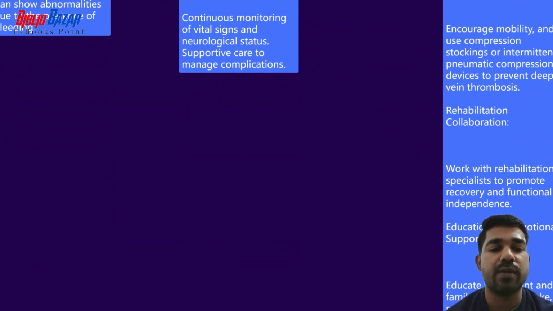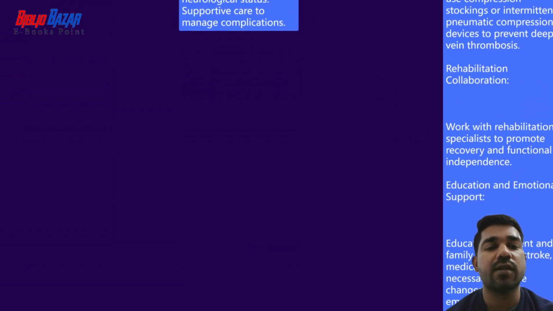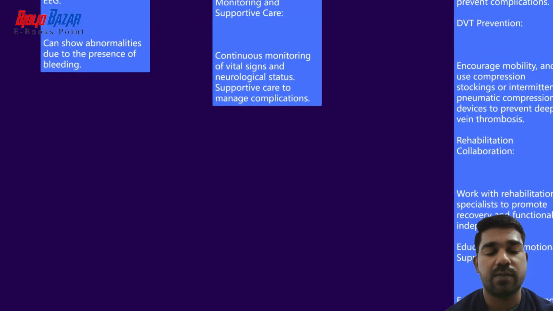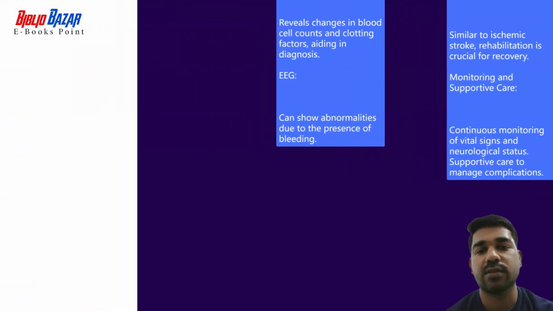Encourage the patient to mobilize as soon as possible, because all anticoagulants will be on hold, so early ambulation should be initiated for hemorrhagic stroke patients. And education and support to the families is important as well.